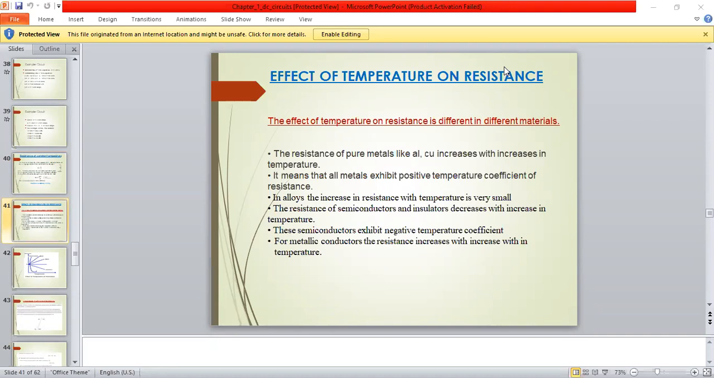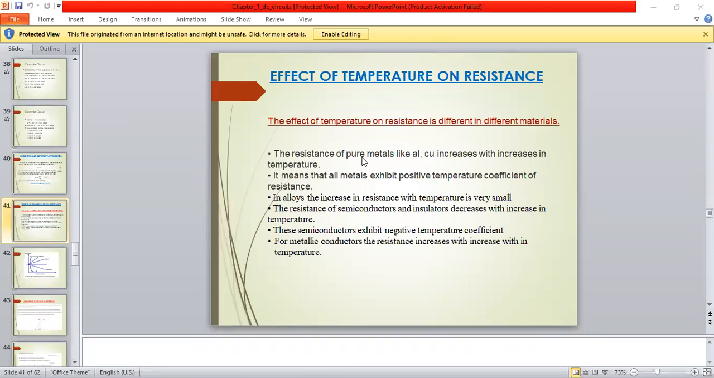ठीक है, हमारे पास अलग अलग तरह के materials हैं. Like there are metals, there are non-metals, there are alloys, there are insulators, semiconductors. So there are different types of materials. So how they behave with the change in temperature. So I'm reading the first point. The resistance of pure metals like aluminium, copper increases with increase in temperature. ठीक है? As the temperature increases, the resistance of these pure metals also increases. It means that all metals exhibit positive temperature coefficient of resistance.